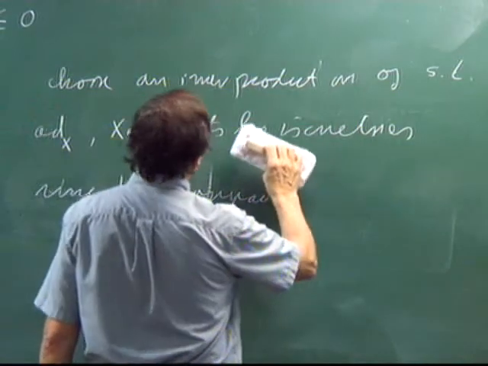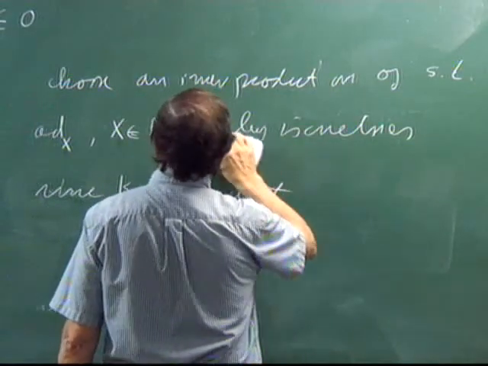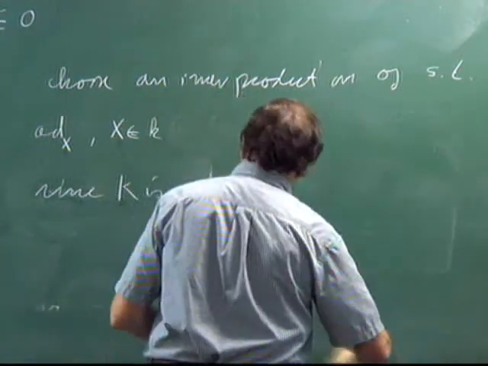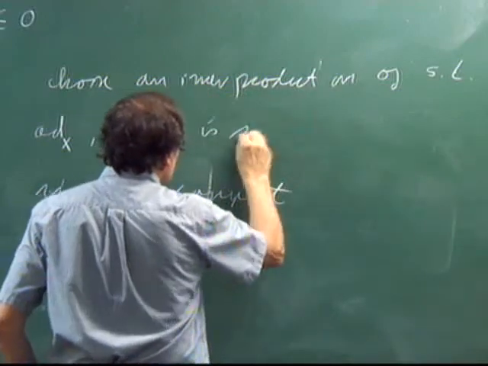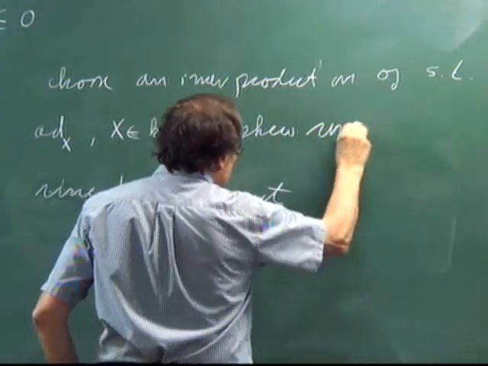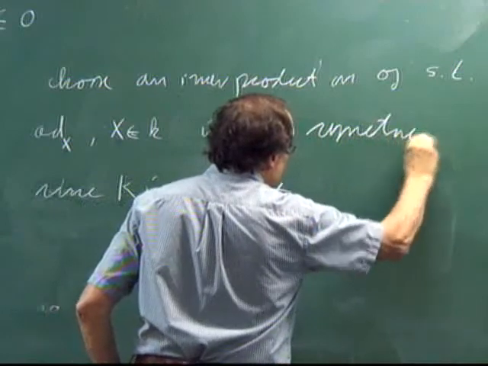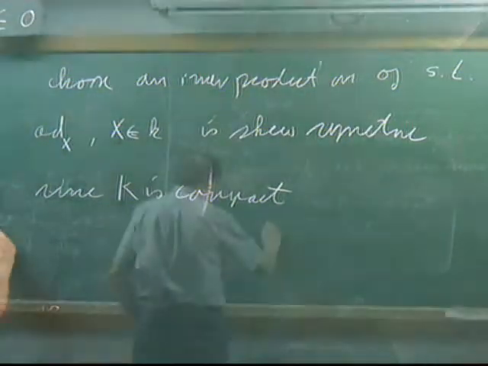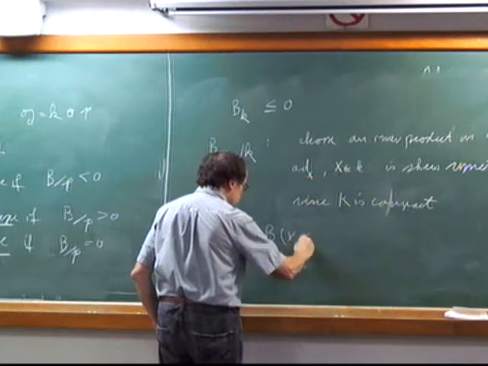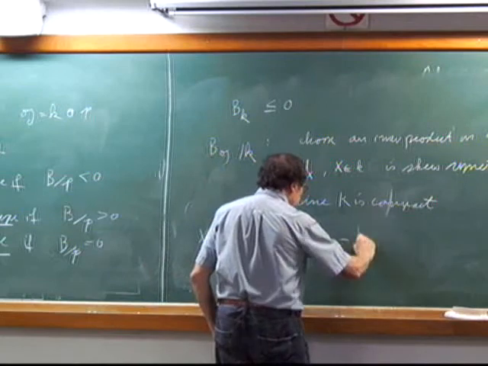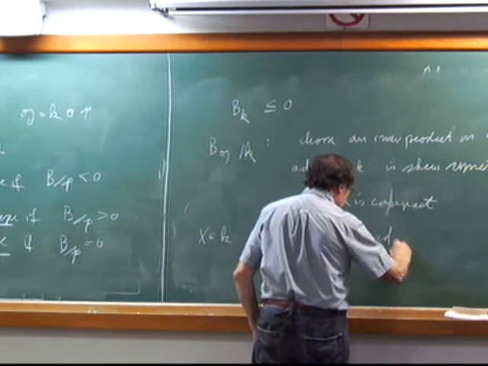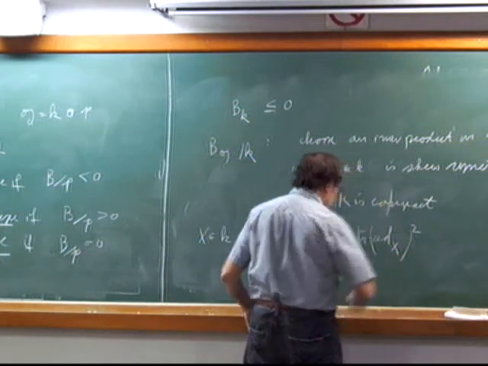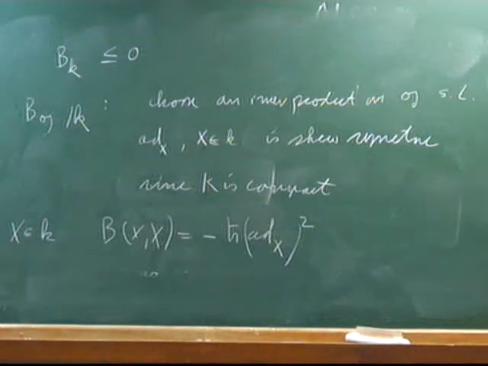Ad K would be by isometries. Okay. Yeah, it's Killing, right? It's skew symmetric. Right, that would be Killing. So ad X is skew symmetric. So what happens if I take an X in K now, and I take B of X, X? This was minus trace of ad X squared, by definition, right? But now ad X is skew symmetric on the whole Lie algebra.